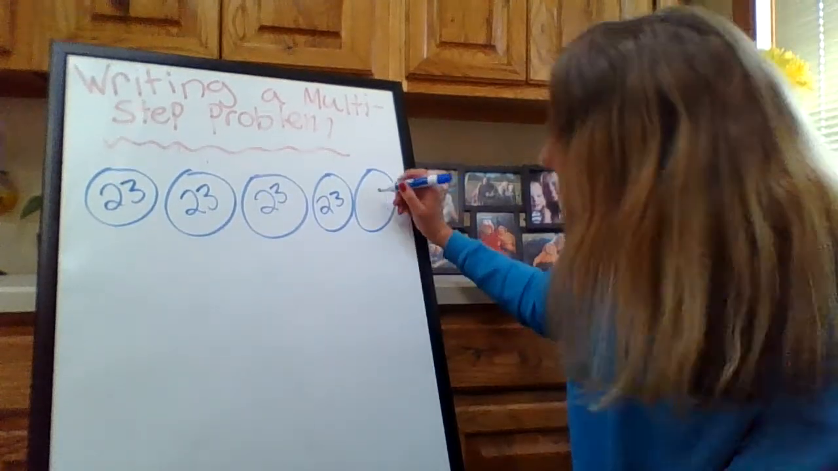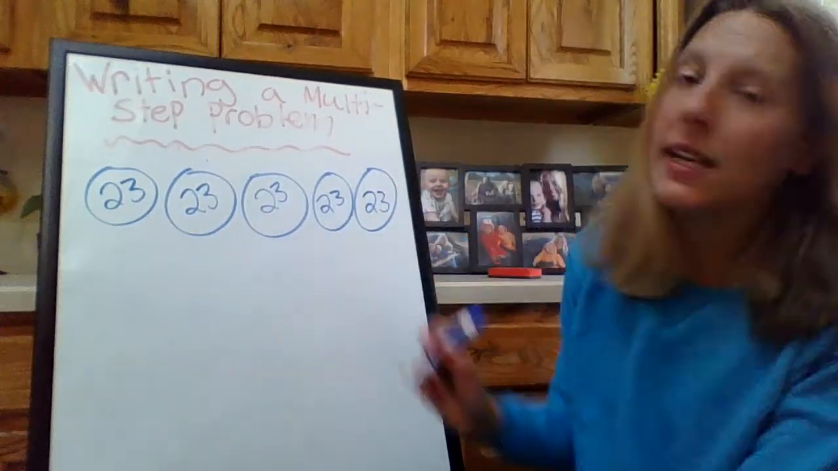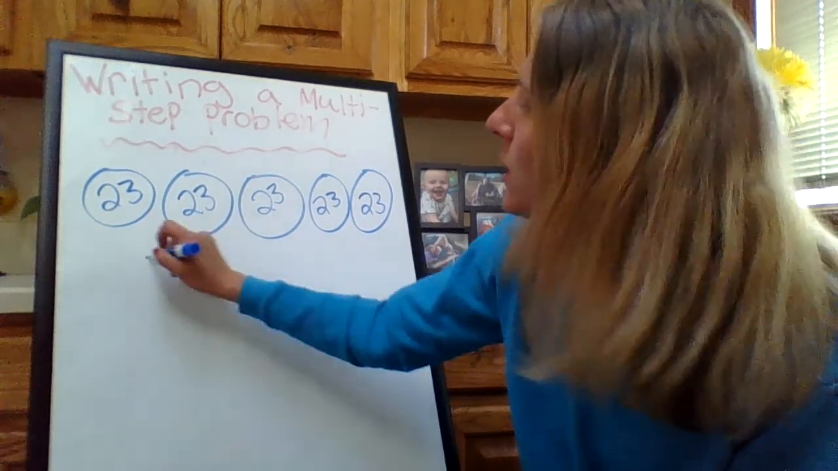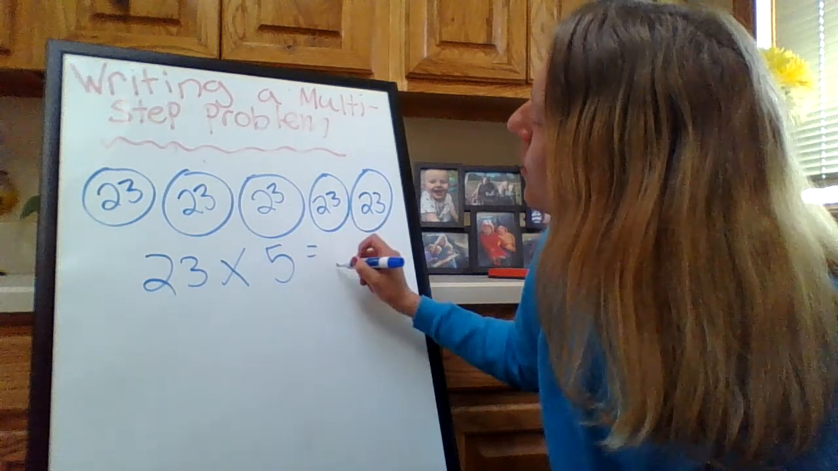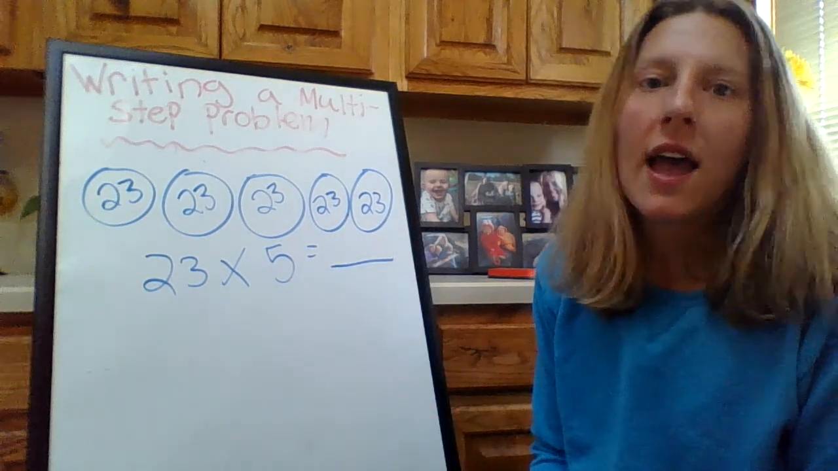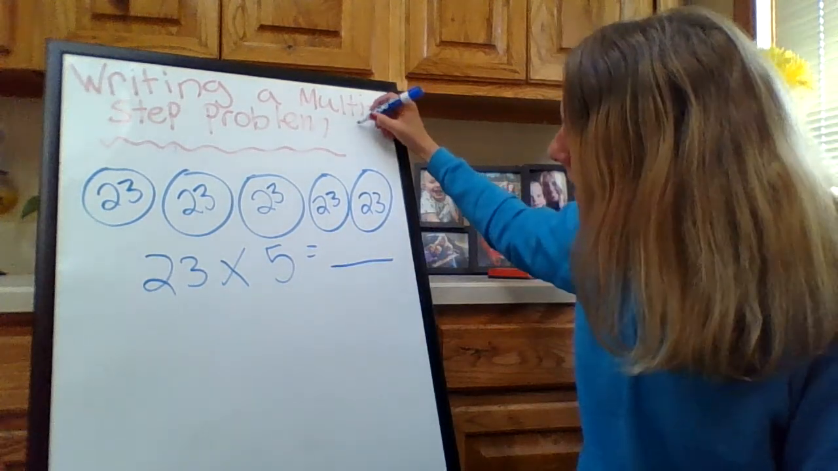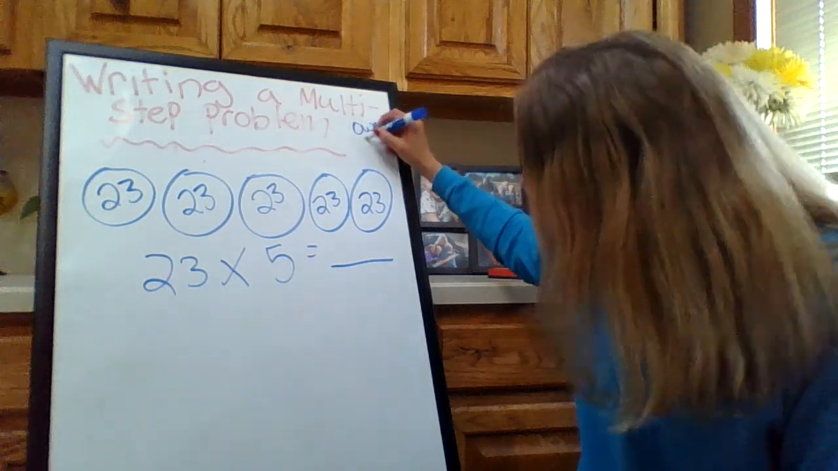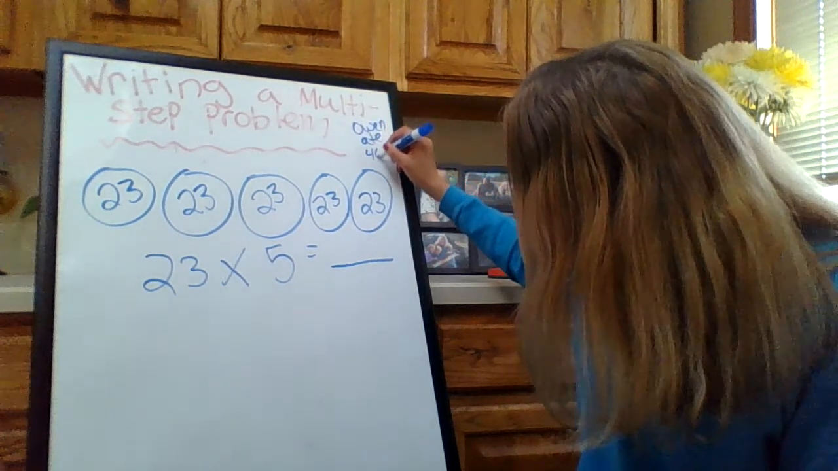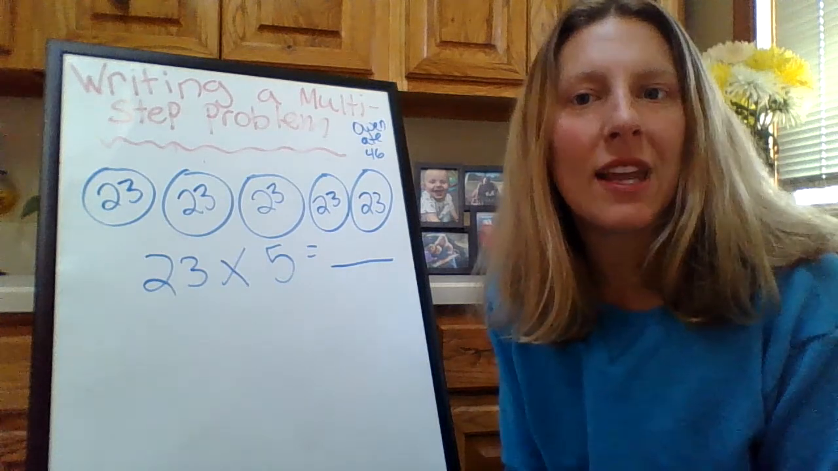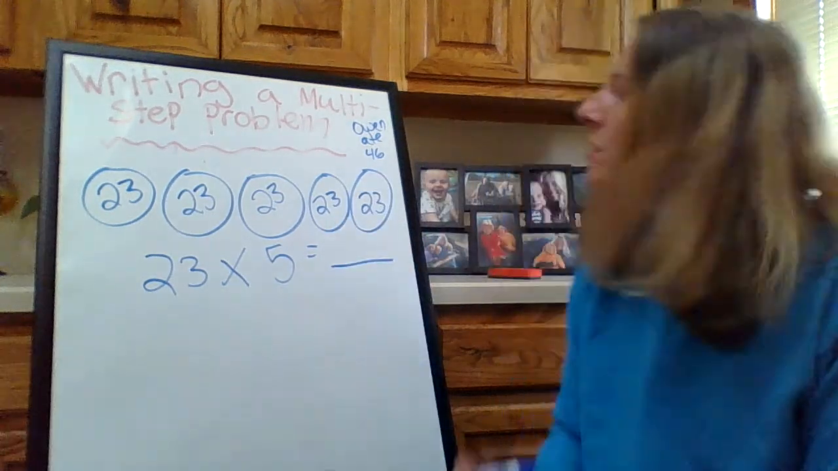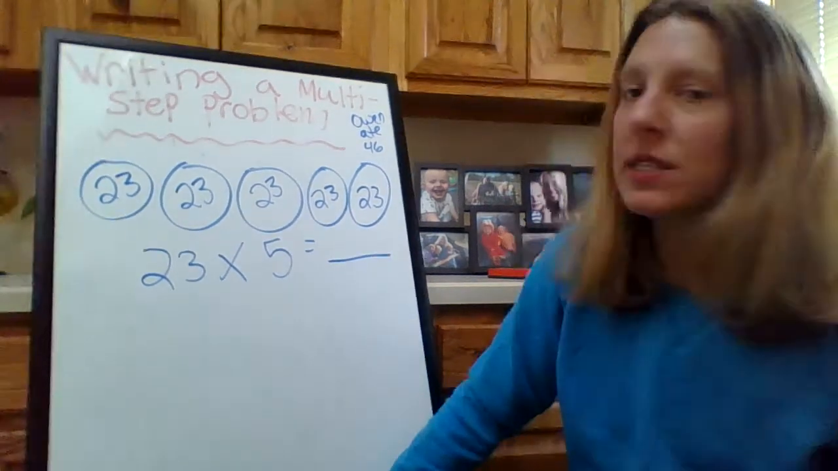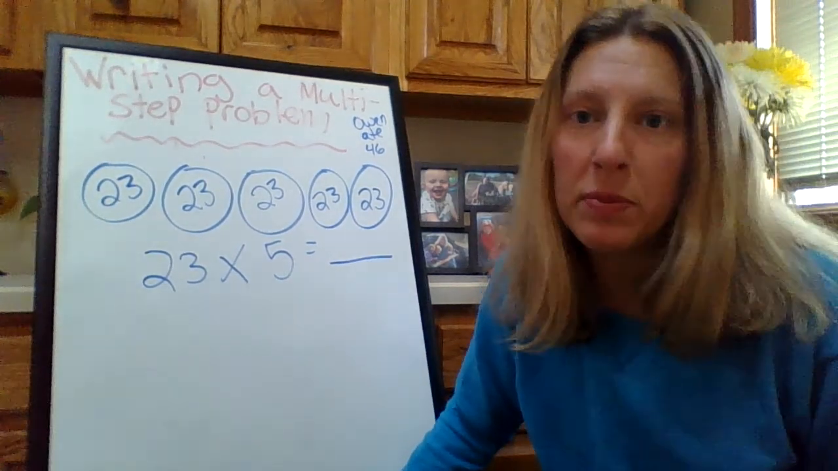So we have 23 cookies in each bag of 5, which we know would be 23 times 5 equals blank cookies. And then I'm just going to make a note up here that Owen ate 46 cookies, just because I can't call on one of you right now to keep 46 in your head for me. So we know we use the area model to solve multiplication problems.